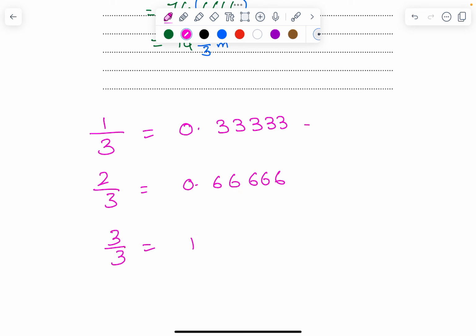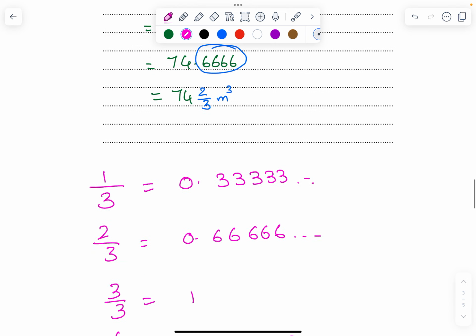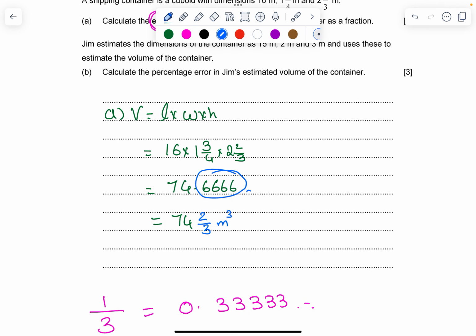Obviously 3 upon 3 is 1, and 4 upon 3 is 1.3333. 5 upon 3 is 1.666, and so on. So these are never ending fractions. And obviously finally 6 upon 3 is going to be 2. So now I got 74.666. So that can be written as 74 2 upon 3, or else you can still write it as 224 upon 3 meter cube. But the best preferable answer is going to be a mixed number, 74 2 upon 3.